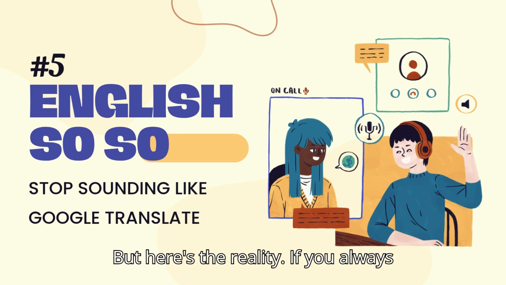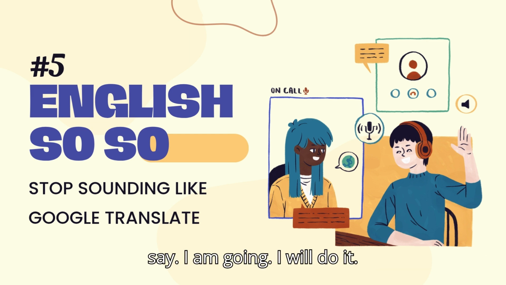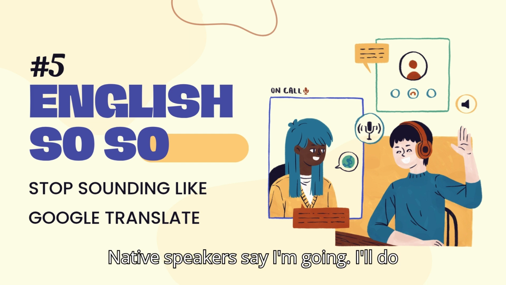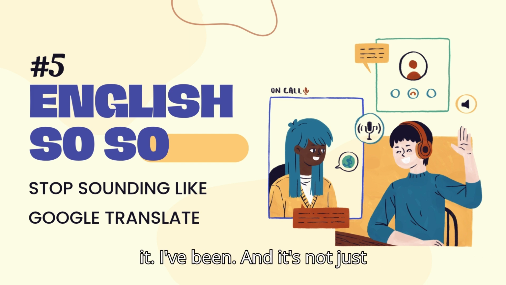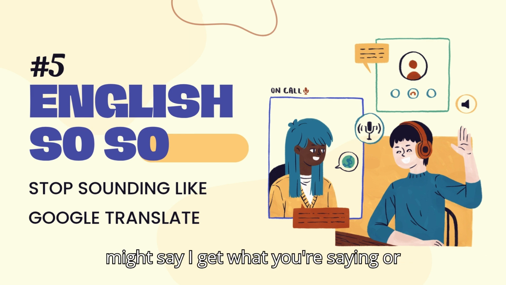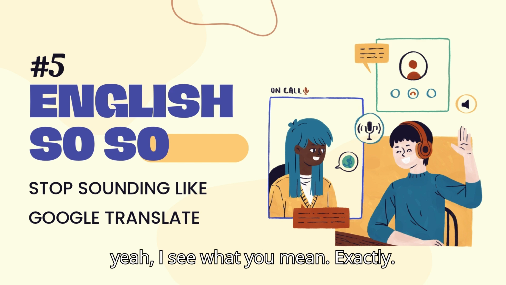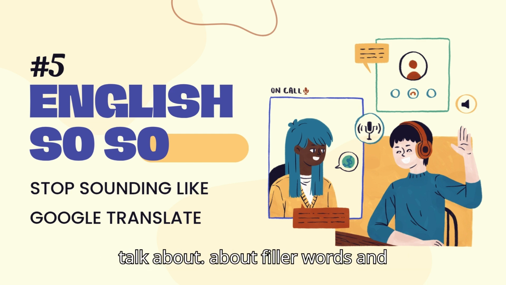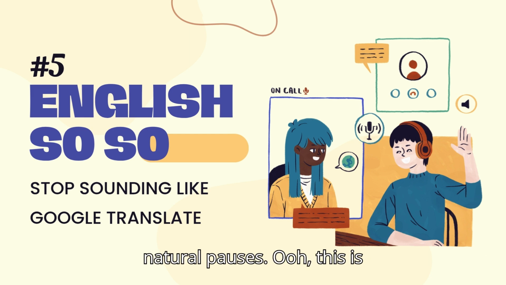But here's the reality. If you always say, I am going, I will do it, I have been, you sound like a robot. Native speakers say, I'm going, I'll do it, I've been. And it's not just contractions, it's also casual expressions. Instead of, I understand your point, native speakers might say, I get what you're saying, or, yeah, I see what you mean.